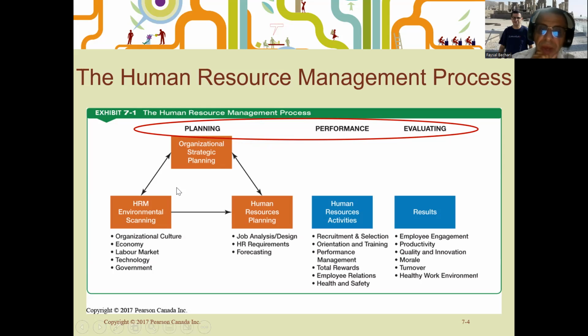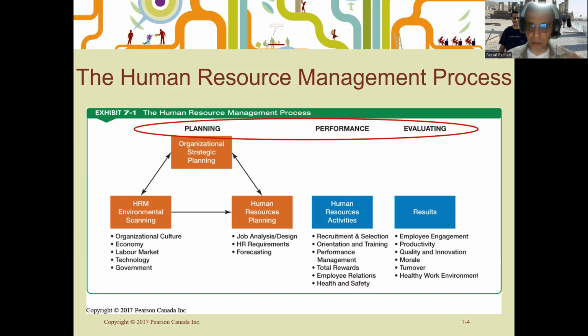These will all affect and result in the human resource planning, which is job design, job analysis, and then your HR requirement and forecasting. Once you're done with the planning, the job analysis and job design, then you are in the process of performance. The performance is where HR activities will be recruiting and selecting, orientation and training, performance management, total rewards, employee relations, and health and safety.